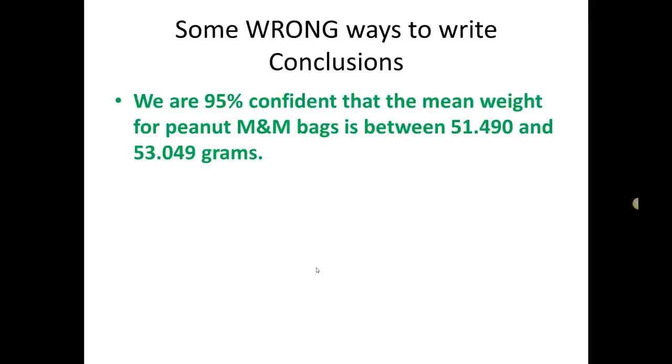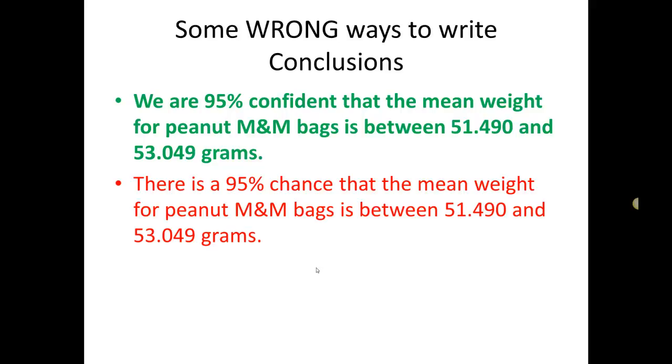Now, there's a lot of wrong ways that you can write conclusions, and especially on the exams in this class, there's usually 1 or 2 questions that try to trick you up with incorrect ways to give conclusions. So here in green, I have the conclusion that we just gave. This is the correct way to write a conclusion about this confidence interval. And now I'm going to show you some wrong ways you could write the conclusion.